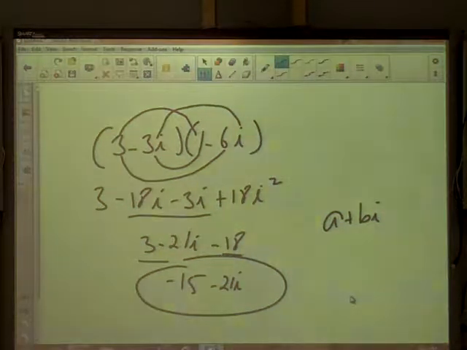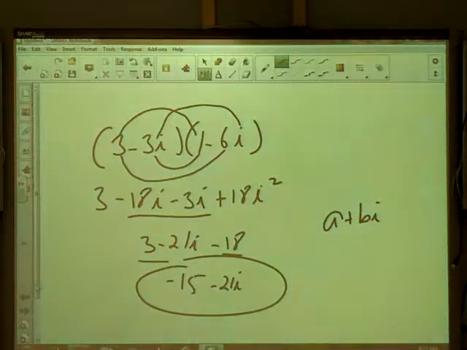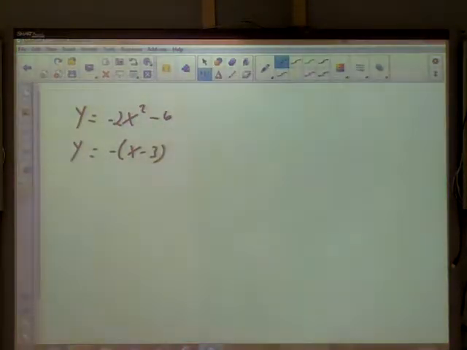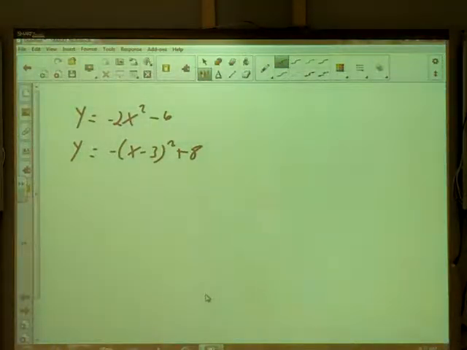All right, back page, number 14, solve the system. So we got Y equals negative 2X squared minus 6, and then we got Y equals negative X minus 3 squared plus 8. We looked at doing this by graphing, by substitution, or elimination. This one I'm actually going to do by substitution because they both say y equals, so I can just set them equal to each other.